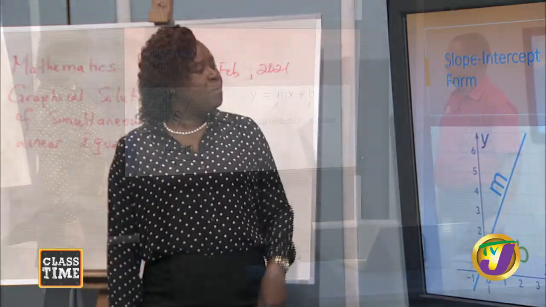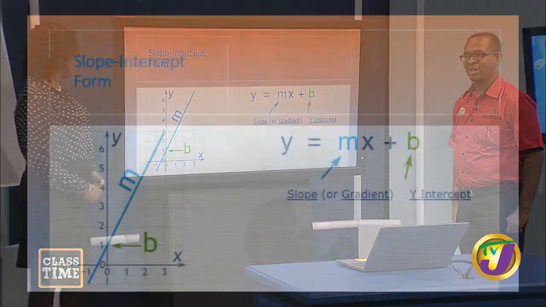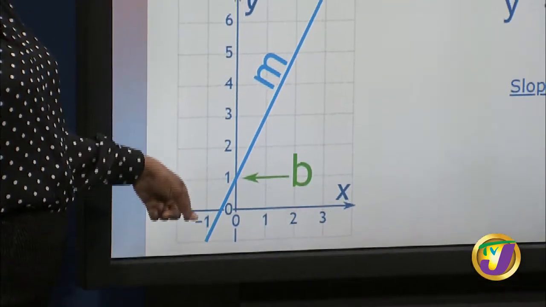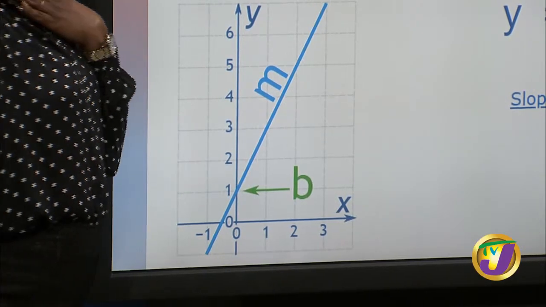That is correct. Now, this should look familiar for linear equations to you guys: the slope-intercept form. The slope-intercept form is y equals mx plus b, where m is the slope or gradient, or the rate of change, and b is the y-intercept. When we talk about the y-intercept, we're talking about the point on the y-axis where the graph cuts or intersects the y-axis. It's a specific point.